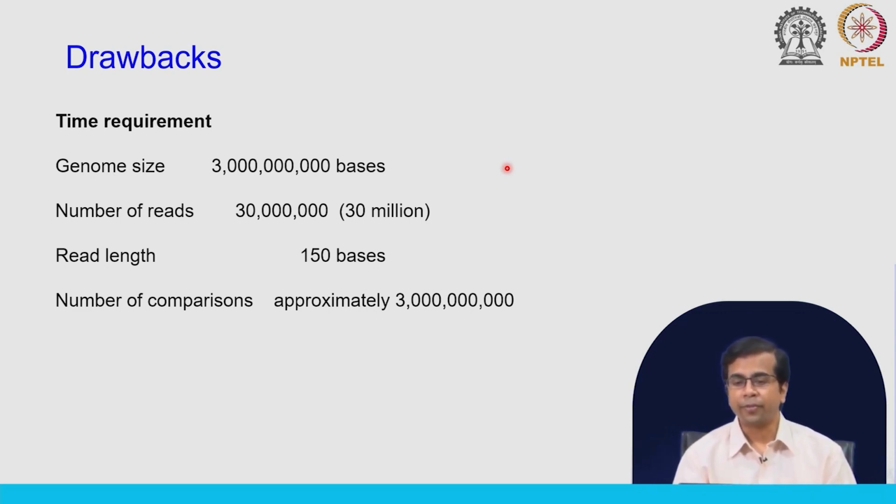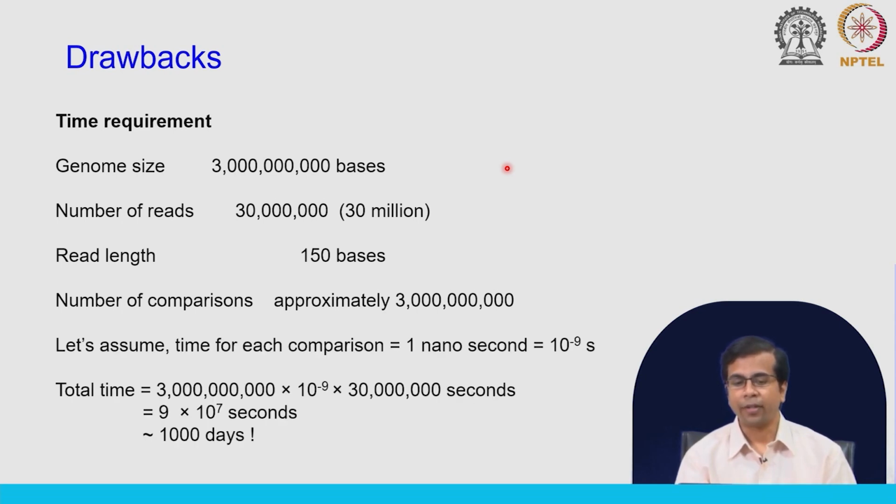Now, let us assume this time for each comparison is about 1 nanosecond, so about 10 to the power minus 9 second. This is again quite optimistic. This will depend on the computer and the system that you are using. So, let us be optimistic and say this mismatch counting is a quite fast process, and for each comparison you have this 10 to the power minus 9 seconds.